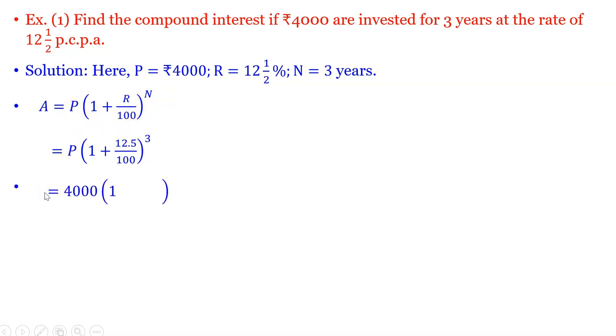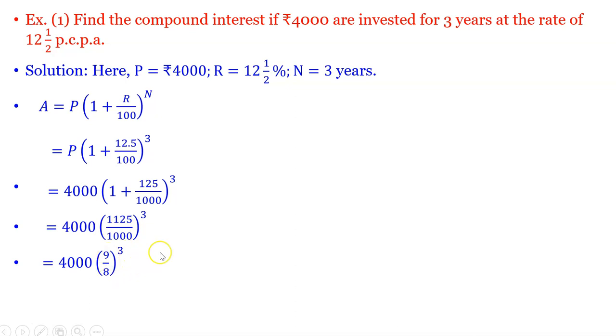Therefore, substitute the values of P, R and N. Therefore, A is 4000 (1 plus 125 upon 1000) whole raised to 3. If we simplify, 1000 into 1, that is 1000 plus 125, that is 1125 upon 1000 and whole raised to 3. We can simplify, that is 9 by 8 raised to 3. Then we can simplify, that is 4000 into 9 by 8 into 9 by 8 into 9 by 8.